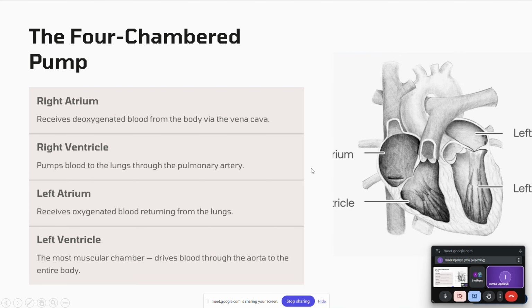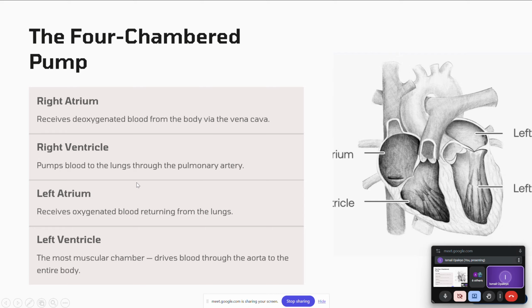So we also have the right ventricle here. I said those two chambers, atrium and ventricles, can contract or relax. Whenever the atrium contracts, it is the diastole. Whenever the ventricle contracts, it is the systole.